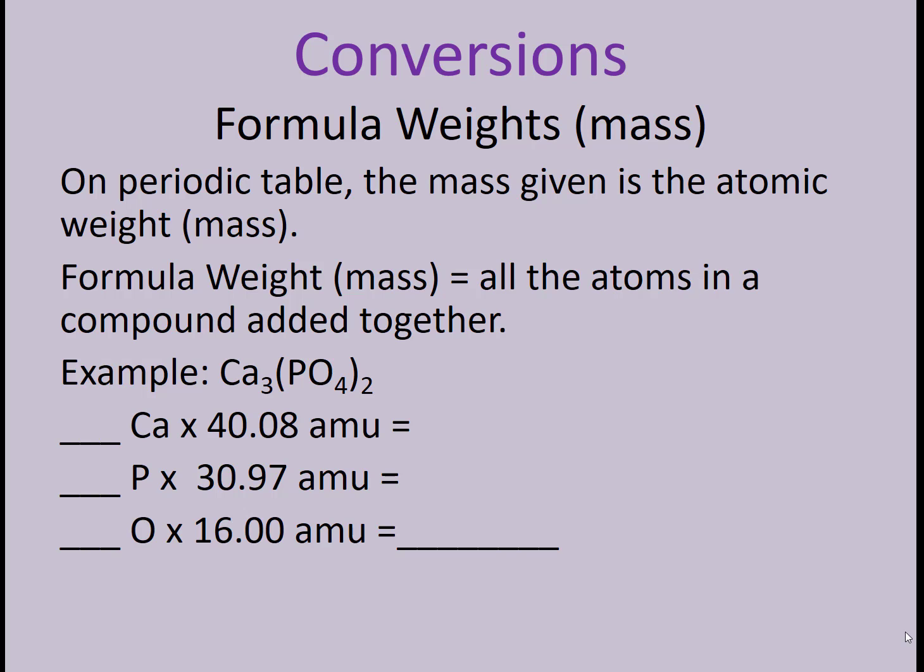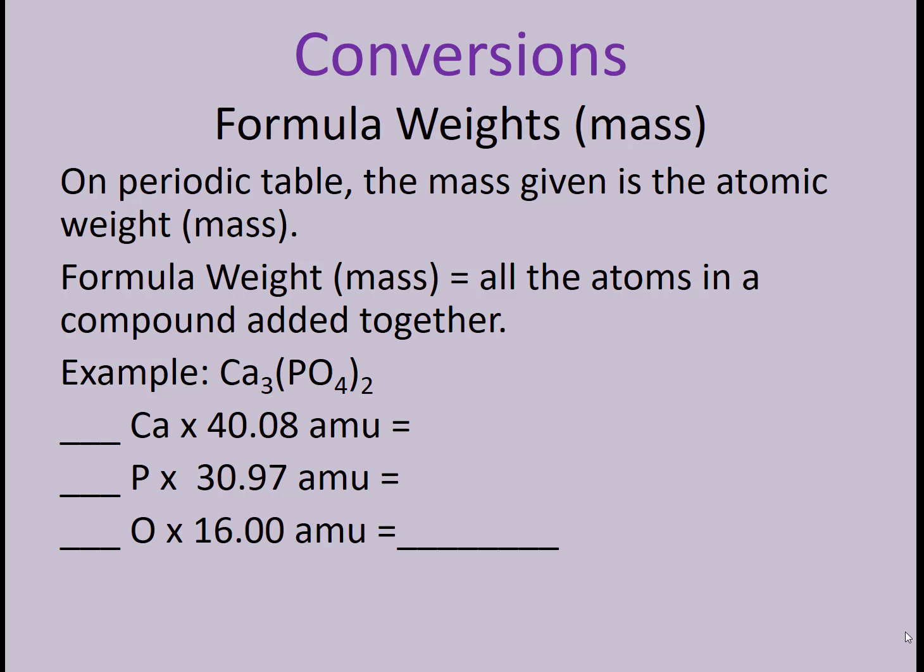In this goal, we are going to be doing conversions. And one thing you need to know with doing conversions is you need to know how to calculate the formula weight or the formula mass. So on the periodic table, the mass given is the atomic weight or the average atomic mass. Those really mean the same thing.